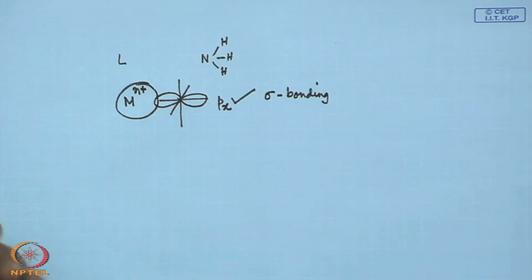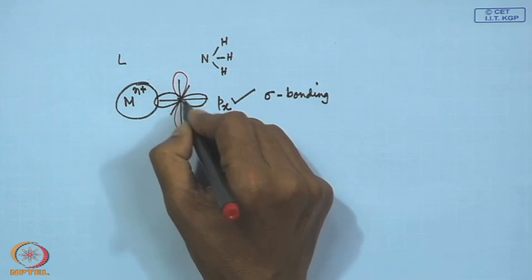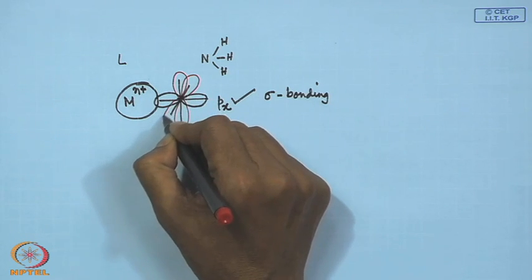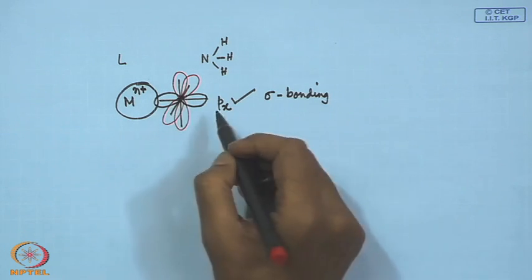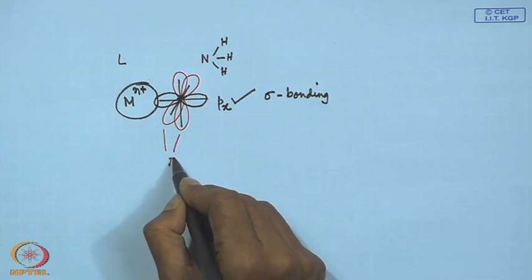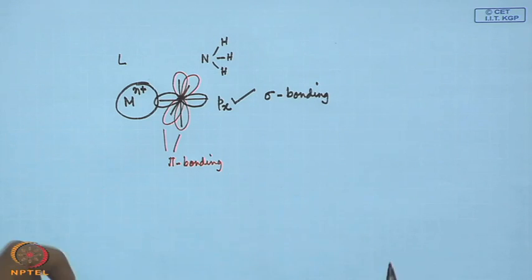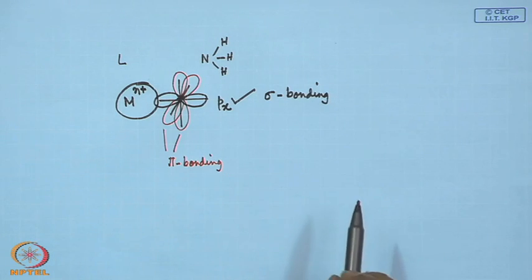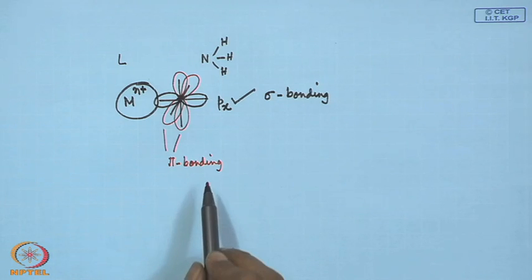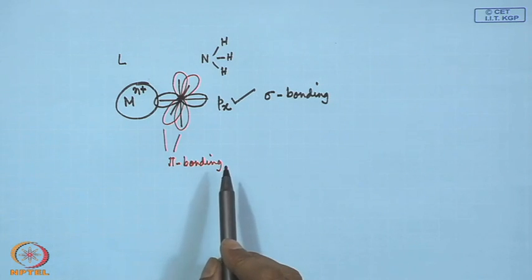Next, we will consider the orbitals py and pz, which are not utilized for sigma bonding. These two orbitals will give us the pi bonding in these metal complexes. Next, we will see how this bonding also can support some of the properties of these ligands in these metal complexes.